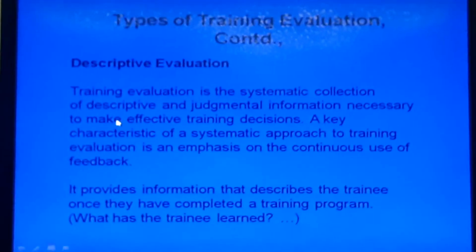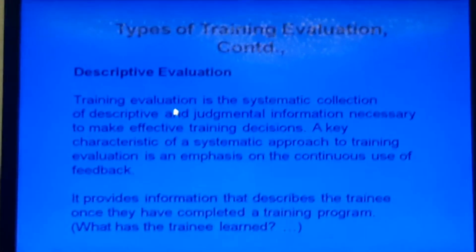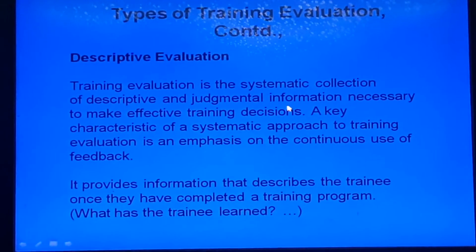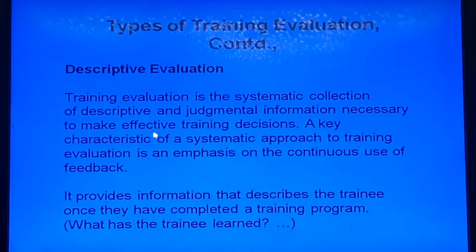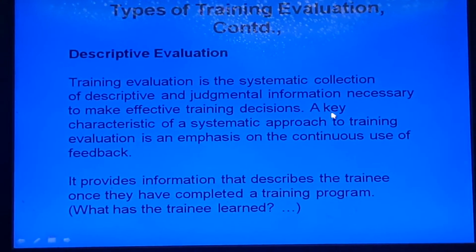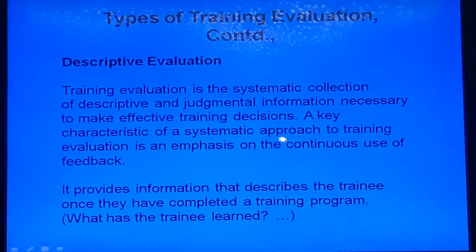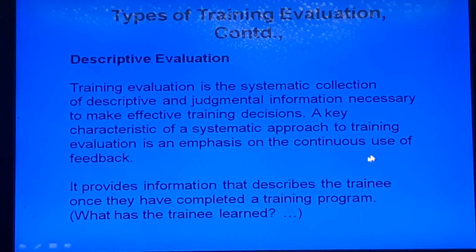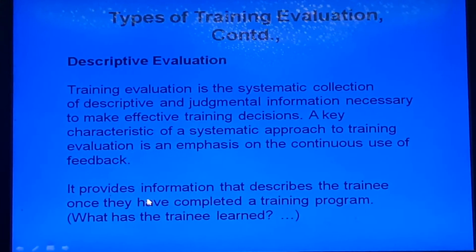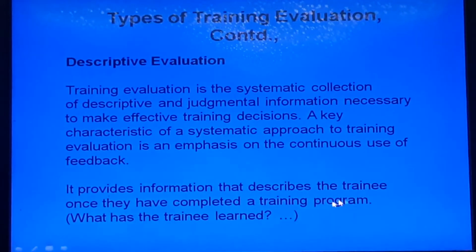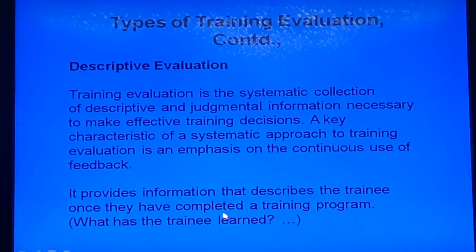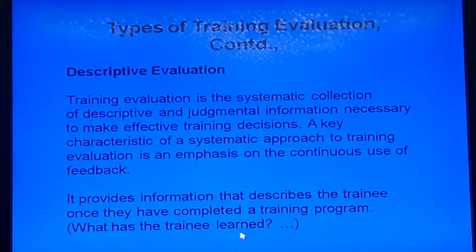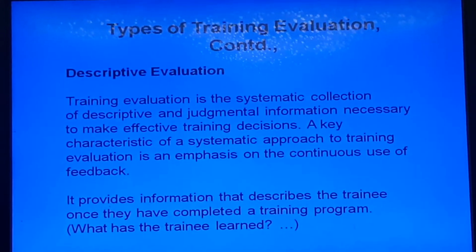Descriptive evaluation. It is a training evaluation. It is the systematic collection of descriptive and judgmental information necessary to make effective training decisions. A key characteristic of a systematic approach to training evaluation is an emphasis on the continuous use of feedback. It provides information that describes the trainee once they have completed a training program. What has the trainee learned? That is basically evaluated in this method.